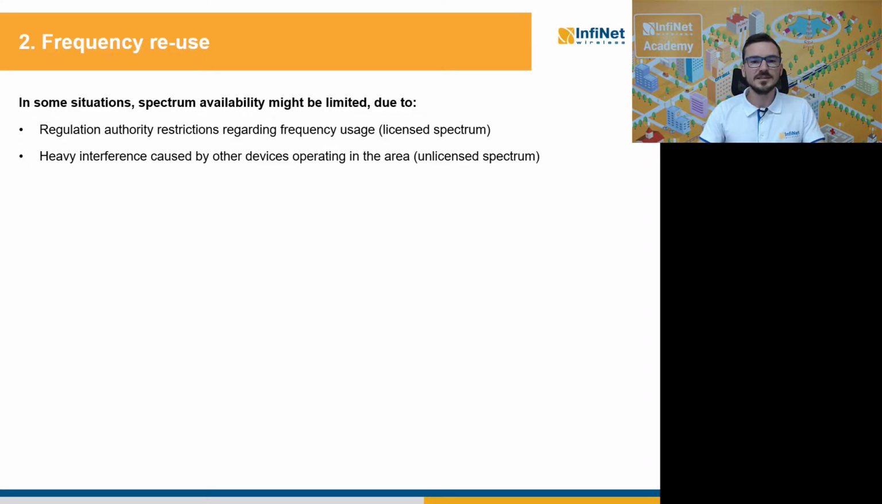In case of licensed bands, spectrum might be limited or very expensive. In case of unlicensed bands, most channels may be heavily interfered by other devices operating in the area. So in these situations, you might be forced to use fewer channels than what is usually recommended, and you will have to deal with a lot of mutual interference between your sectors.